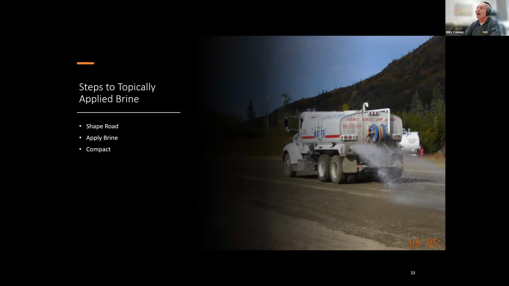To topically apply brine, basically you're going to shape the road, put the salt in the truck, mix it, and then apply the brine and then compact. Very easy process. It's one that DOT kind of bounces back and forth on. Right now they're putting it on solid, but that does work out very well for you.